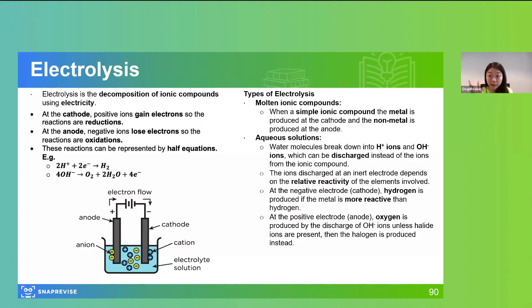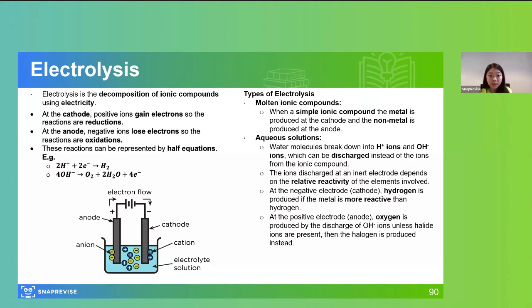The cathode is the negative electrode, and it gains positive ions. So essentially, the cathode is the negative electrode. Positive ions are going to go to this negative electrode because positive goes to negative, and are going to gain electrons. This is called reduction.